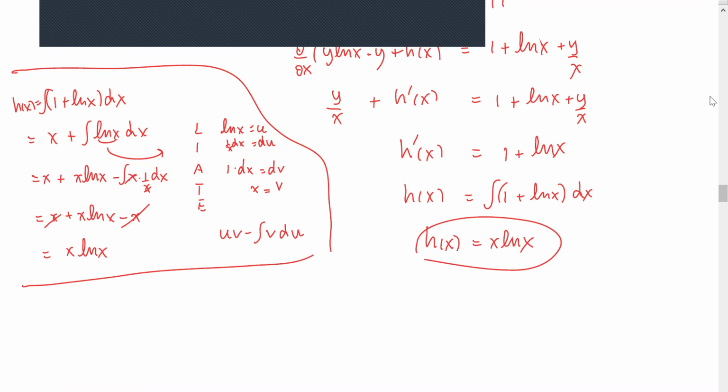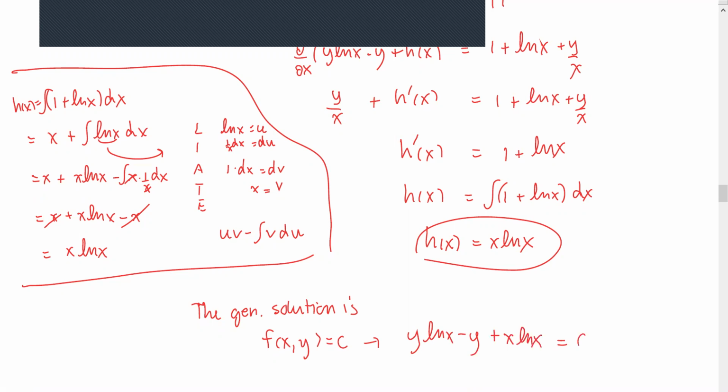Next, write it as the final step. The general solution is of the form f(x, y) equals c, or y natural log x minus y plus x natural log x equals the constant c.